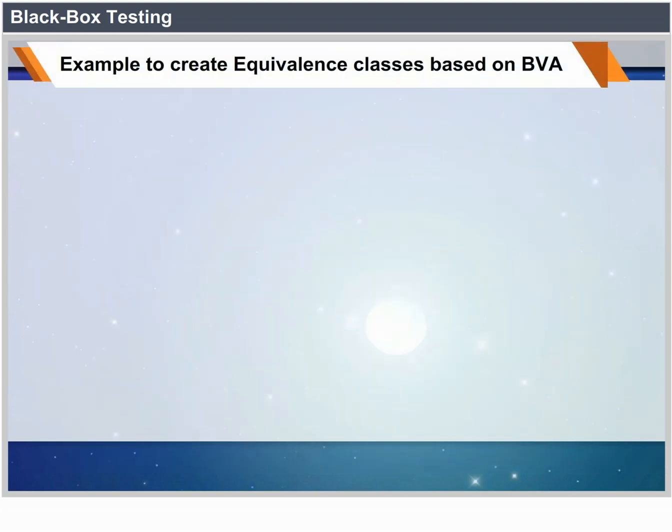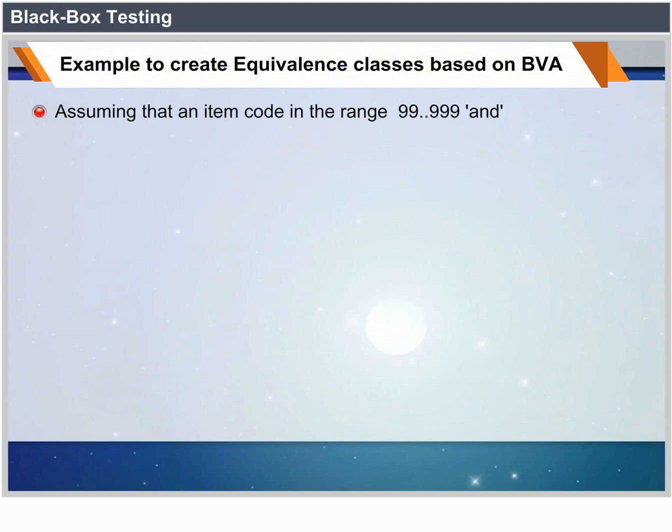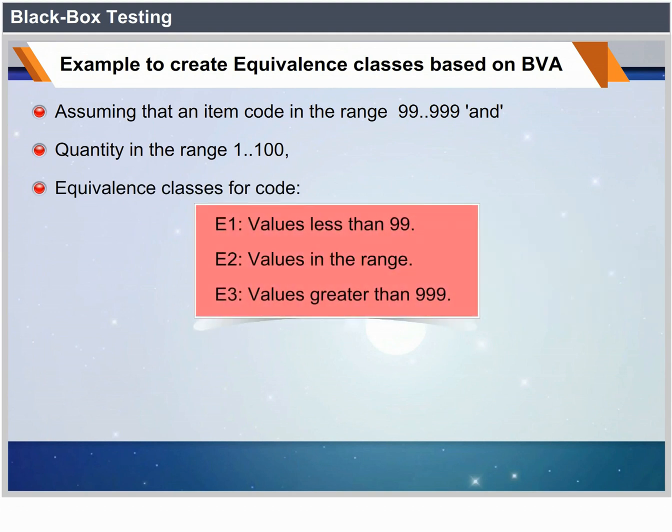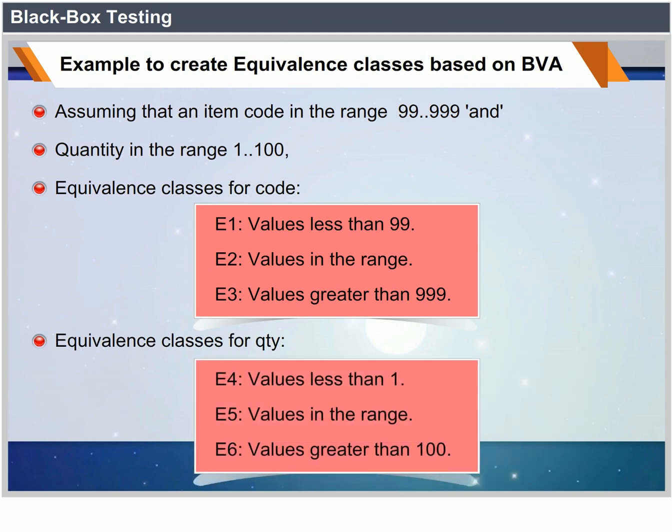Example to create equivalence classes based on BVA. Assuming an item code in the range 99 to 999 and quantity in the range 1 to 100, the equivalence classes for code are E1, values less than 99; E2, values in the range; E3, values greater than 999. Equivalence classes for quantity are E4, values less than 1; E5, values in the range; E6, values greater than 100.